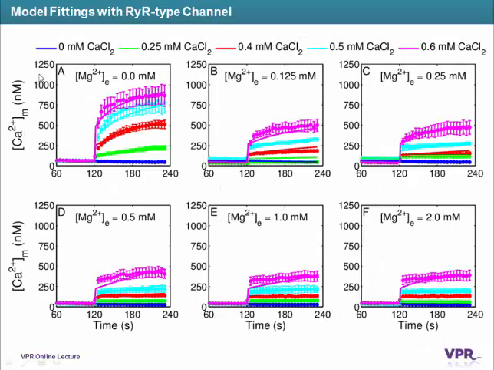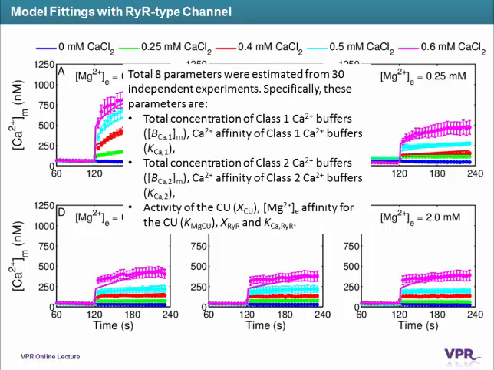And voila! As you can see here, the mitochondrial model is able to fit the data with that ryanodine type channel. So we cannot say if there's a ryanodine receptor in the mitochondria. However, what we can say from this demonstration is that there's a ryanodine type channel that exists in mitochondria and is responsible for fast calcium uptake.